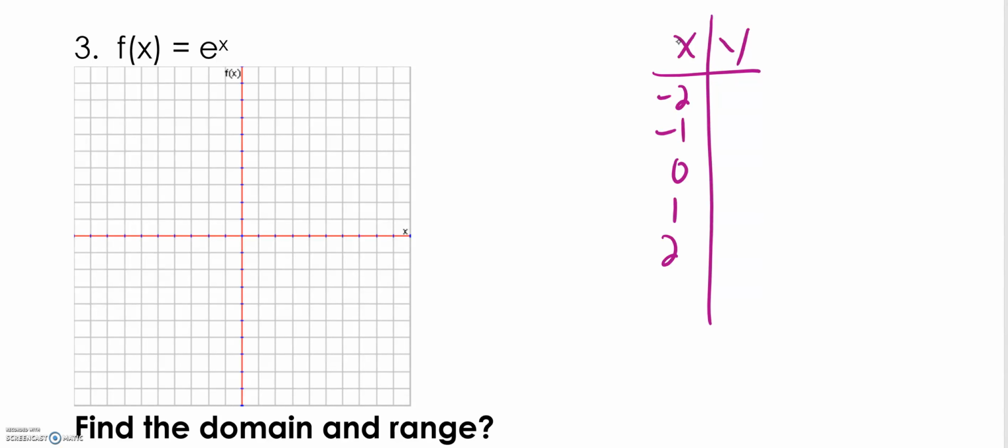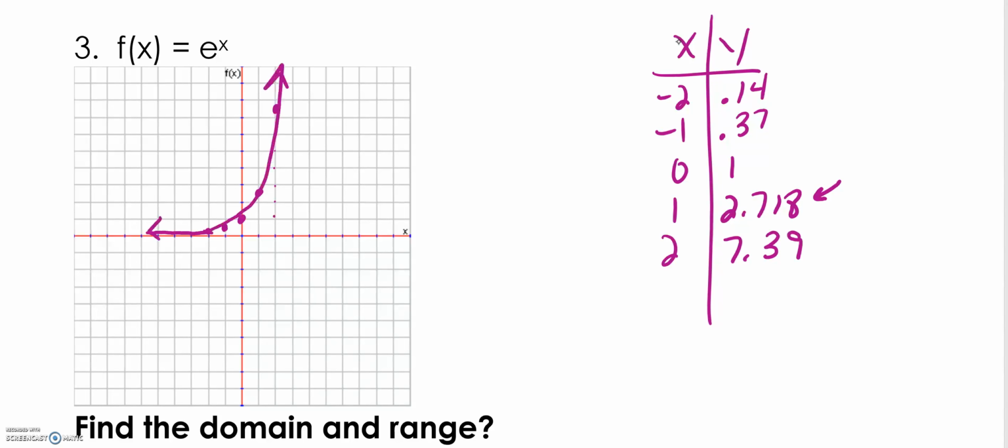On these, I rounded to the hundredth. So -2 is 0.14, -1 is 0.37, 0 is 1, 1 is 2.718, and that is the natural number right there, e to the first. e to the second is 7.39. Okay, let's graph it. -2 is barely above the axis. -1 is 0.37, a little bit higher. 0 is 1. 1 is 2.7, and 2 is 7.39. Right about there. So this graph again has a horizontal asymptote at 0.